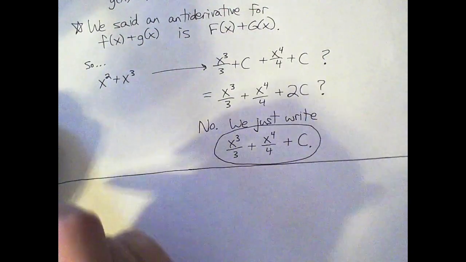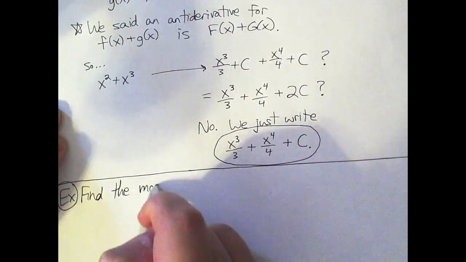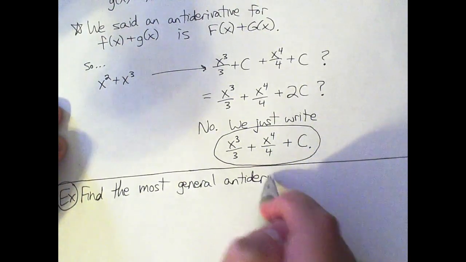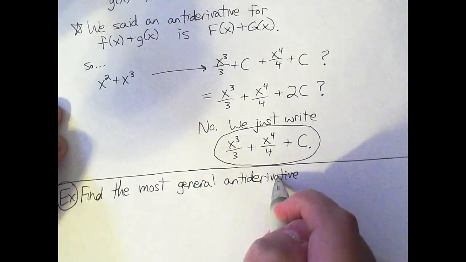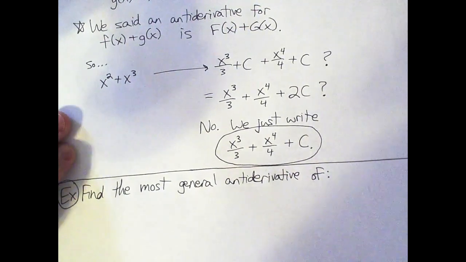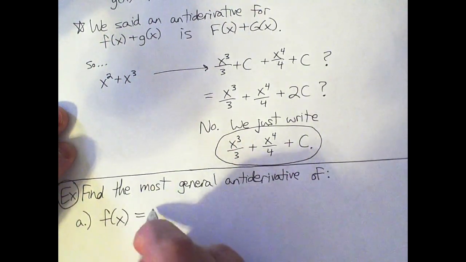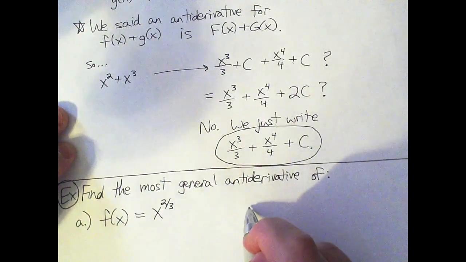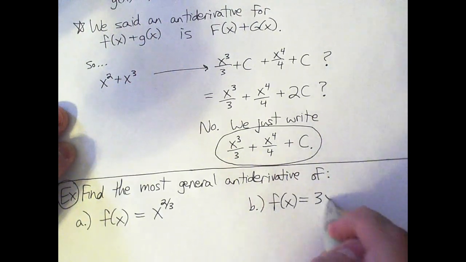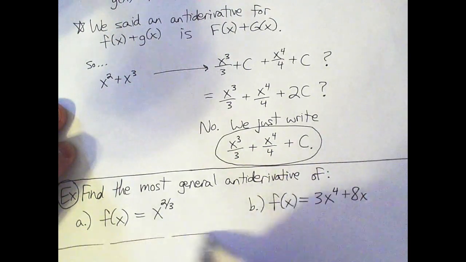Okay, I have two problems I'd like you to try. Find the most general antiderivative of. Boy, I'm looking forward to when we have a way to abbreviate this. Find the most general antiderivative of. I'm going to give you two problems. f of x equals x to the 2/3, and f of x equals 3x to the 4 plus 8x. So I'd like you to pause the video and try these two.